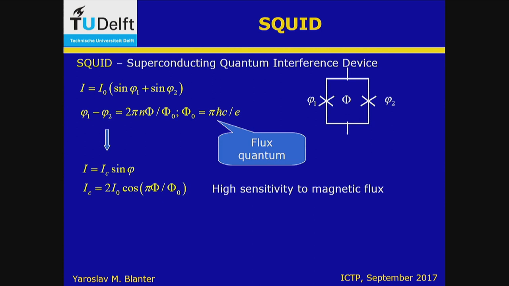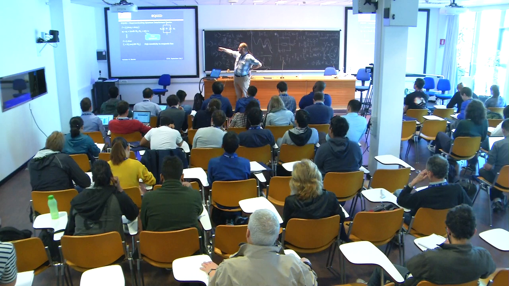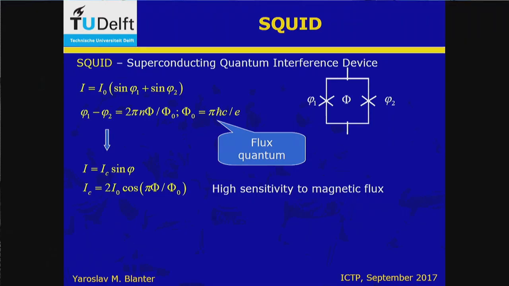Now, let's take these two junctions and see what would be the total current through the SQUID, from here to here. That's obviously the current through the left branch and through the right branch. So we just write it like that. Now, what are those phases?